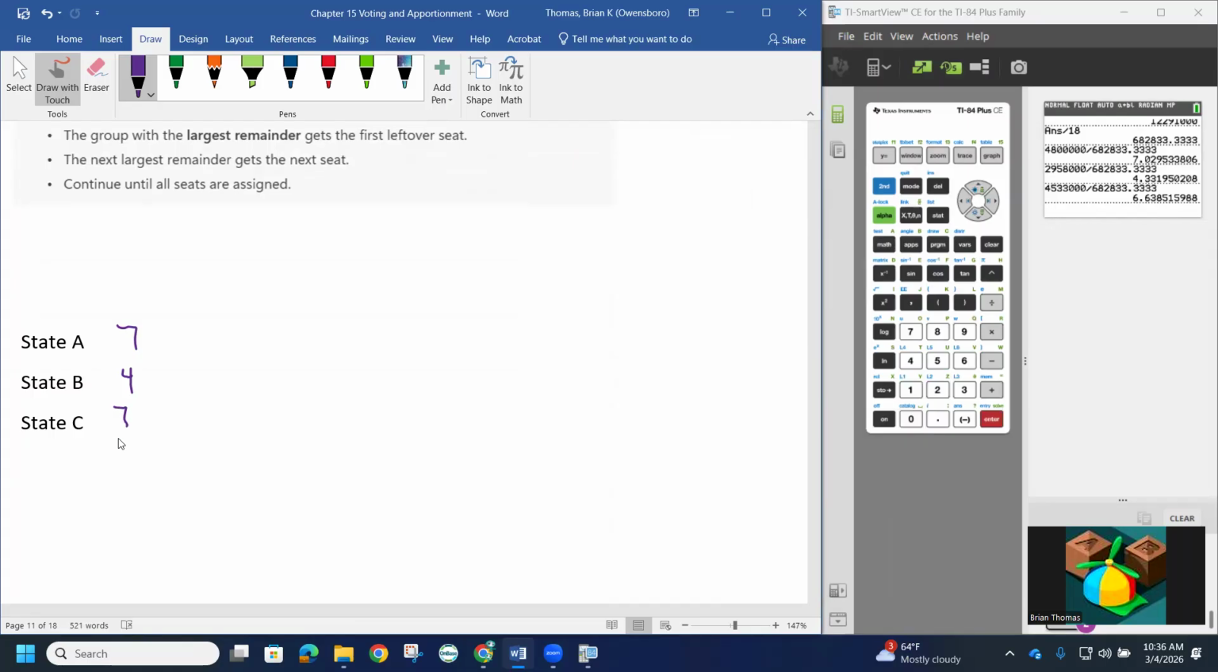So that's how the Hamilton method works: you find out how many seats each state gets to start with, and then you start divvying out the leftover seats until they're gone. And that's based on looking at the decimals.